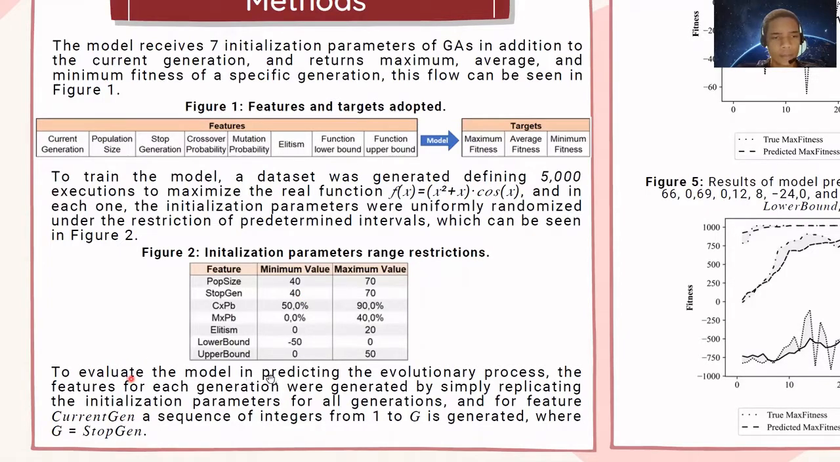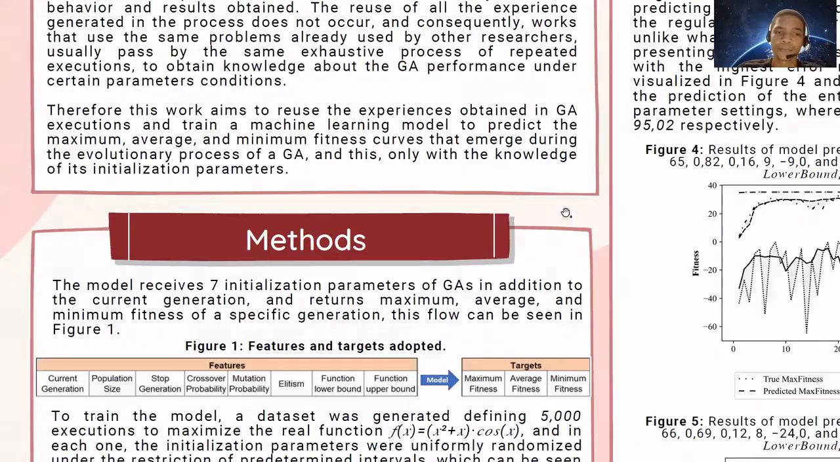But for the evaluation of the model in predicting the whole evolutionary process, the features for each generation are created by simply replicating the initialization parameters for all generations, and for the feature current generation, a sequence of integers from 1 to g is generated, where g equals the stop generation.